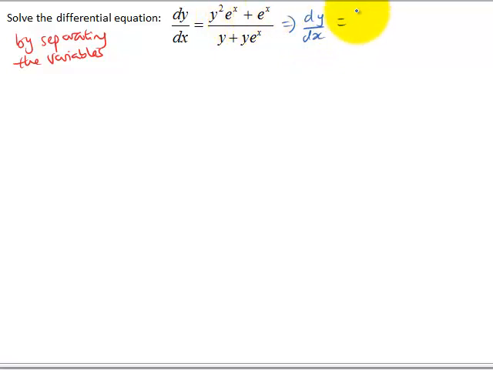So e^x is common in the numerator, and y is common in the denominator. So now I'm going to separate the variables. I'm going to take all the y terms and put them on the left. So I have (y squared plus 1) over y, and when I bring it to the left, it becomes y over (y squared plus 1).